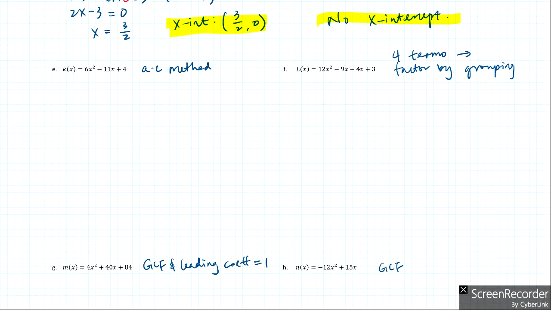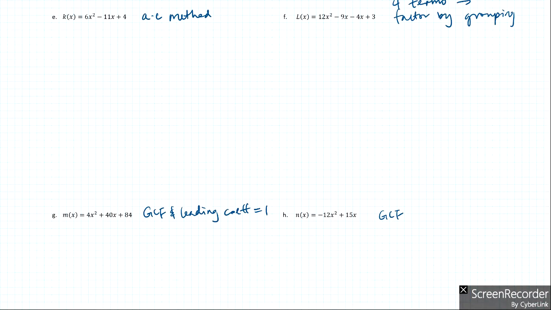And moving on to part E, if we look at k of x, we want to use the AC method. For the product, we need a times c, which is 6 times 4, equal to 24. For the sum, we need it equal to the linear coefficient, which is negative 11. If you have gone through all your options, you will find the two numbers are negative 8 and negative 3. Again, if the product is positive and the sum is negative, that means both numbers need to be negative.